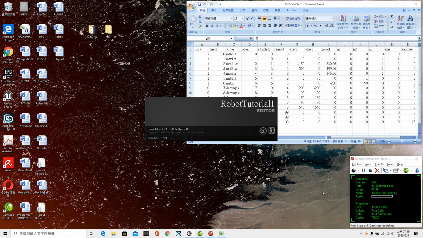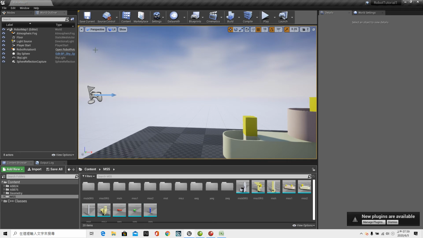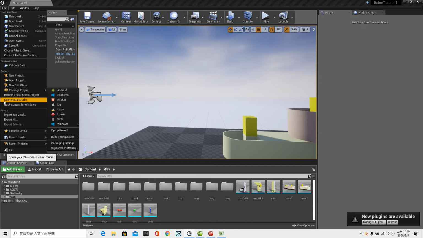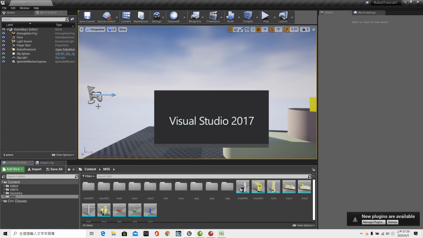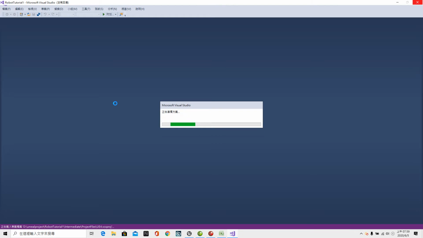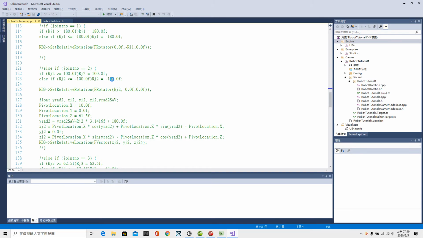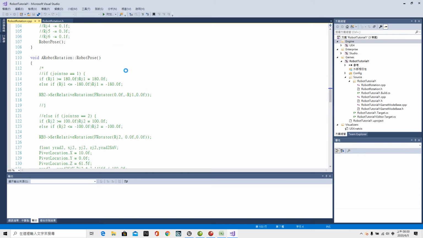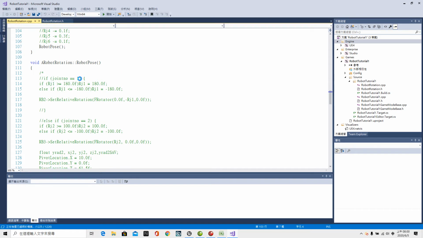Today, we'll handle the program robot pose of robot rotation.cpp. Let's open File, open Visual Studio. Robot rotation.cpp. Let's handle the joint number 1 first.